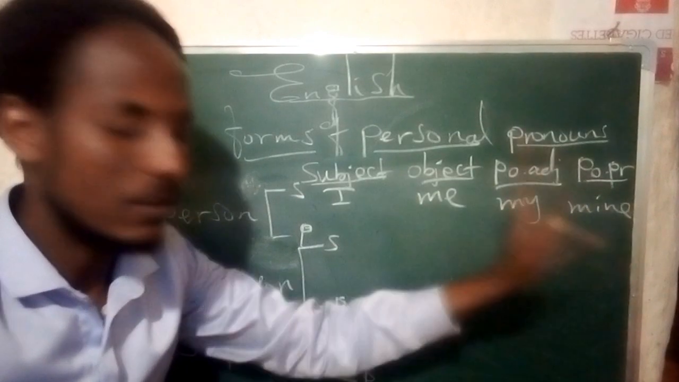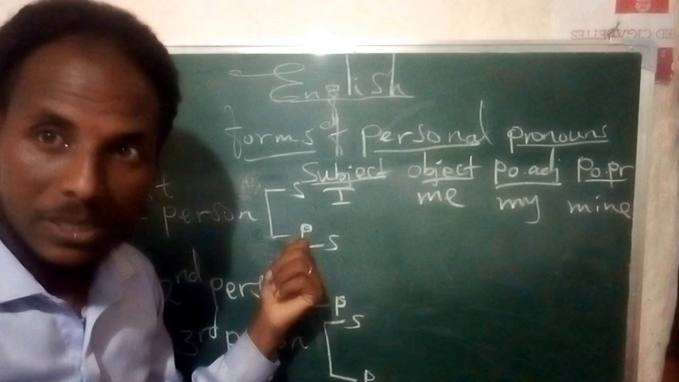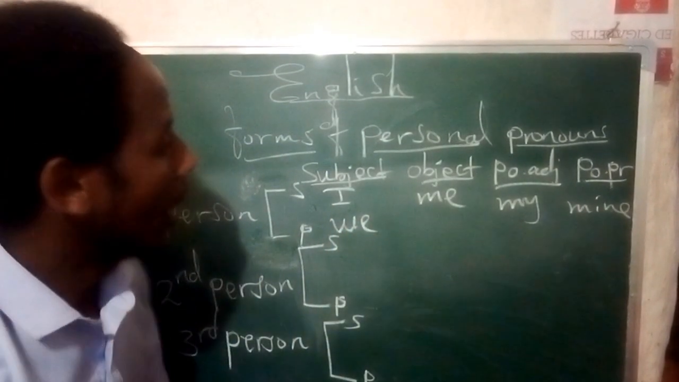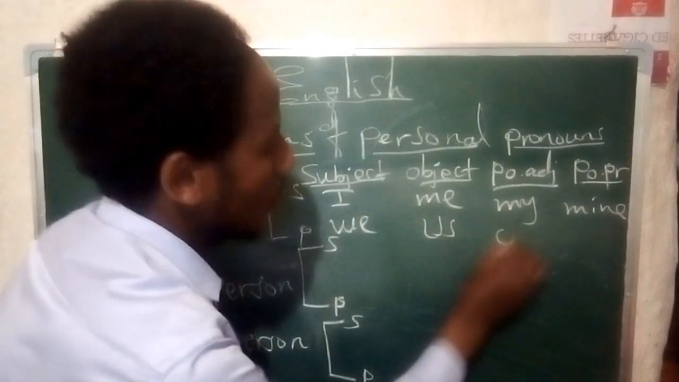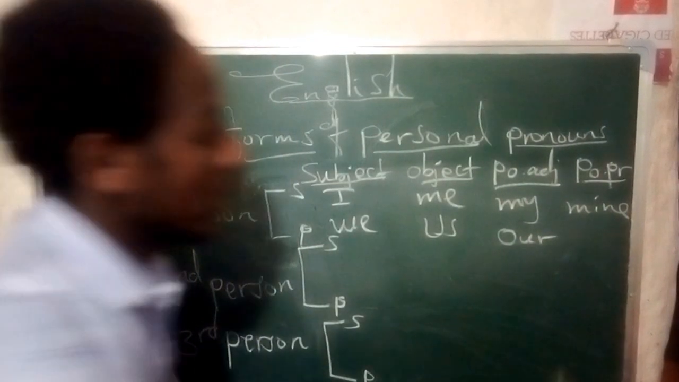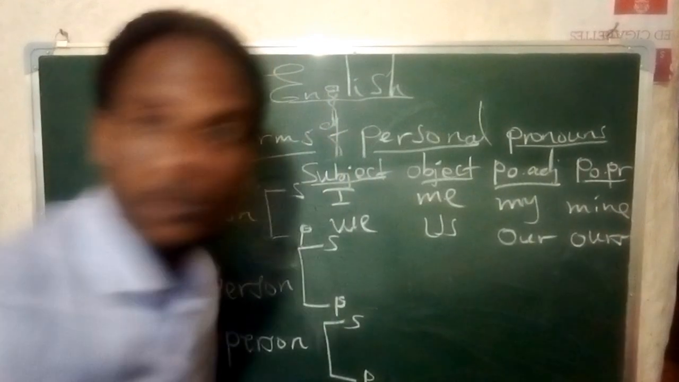Okay, coming back to the first person plural, the subject is we, and it is used as an object as well, us. And our is the possessive adjective, and ours is the possessive pronoun.